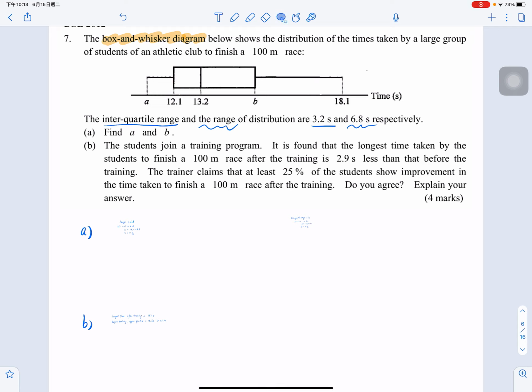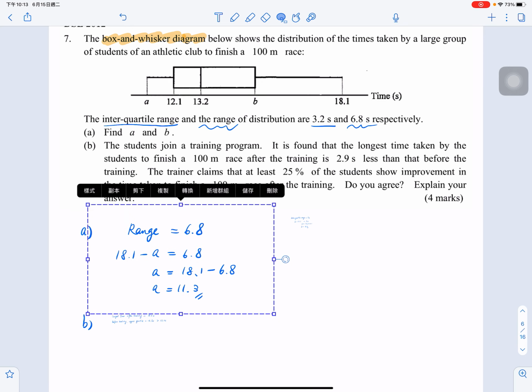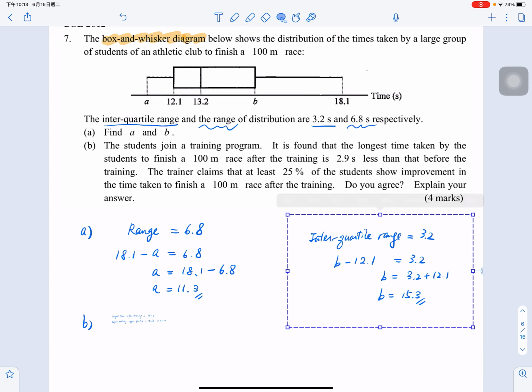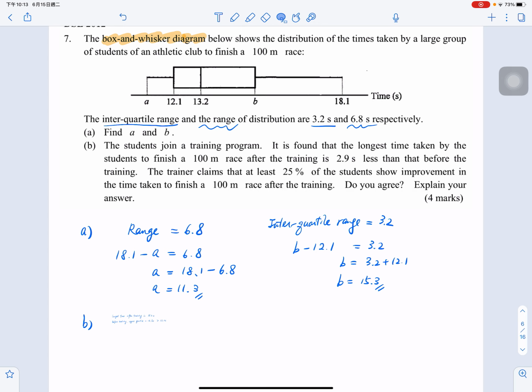Okay, so let's see. About the range, you see that 6.8 is the range, right? So 18.1 minus A equals 6.8. So A is 11.3, right? How about the interquartile range? Interquartile range equals 3.2, right? So B minus 12.1 equals 3.2. So B equals 15.3. So A and B, not difficult for you to find out.